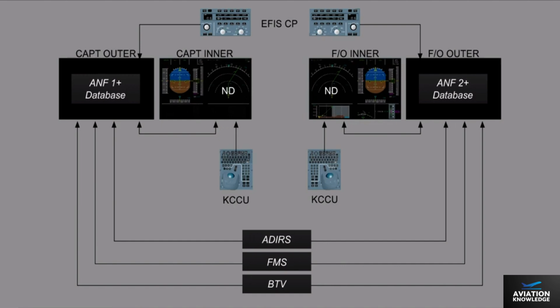The validity period and the part number of each ANF database are displayed on the status panel of the ANF on the ND. Each ANF uses the on-side ADIRS data in order to display the aircraft position on the ANF airport moving map.